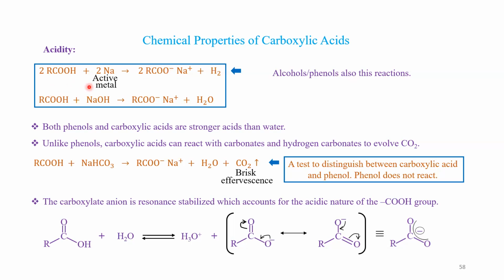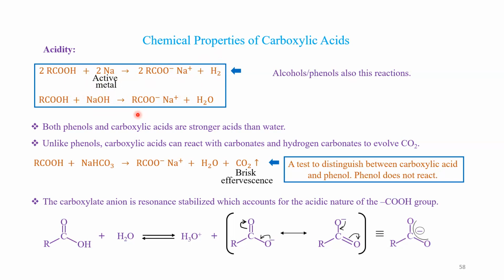So carboxylic acids are acidic in nature, so they can react with metal to form salt and liberate hydrogen gas. So it reacts with sodium to form sodium carboxylate. Hydrogen gas is released. Then being acids, they can react with base to form salt and water. So carboxylic acid reacts with sodium hydroxide to form sodium carboxylate and water.